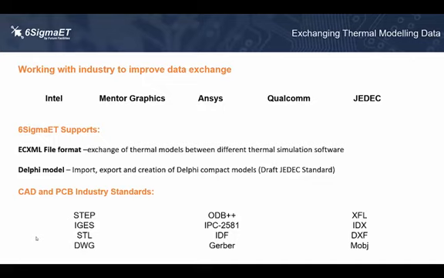Six Sigma ET supports the ECXML file format, which exchanges full thermal models between different thermal simulation tools. We also support the Delphi model, which is a way of sharing Delphi compact models, which are used primarily for semiconductor components. And as I've mentioned earlier in the presentation, we support a wide range of industry standard formats for exchanging CAD and PCB data as well.